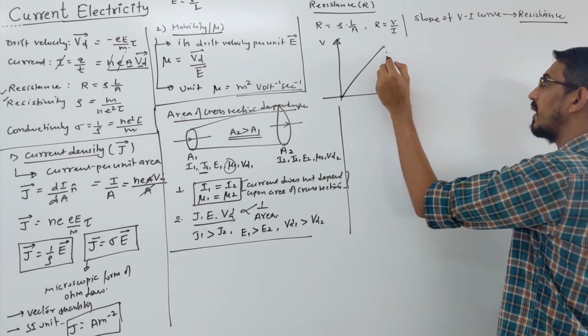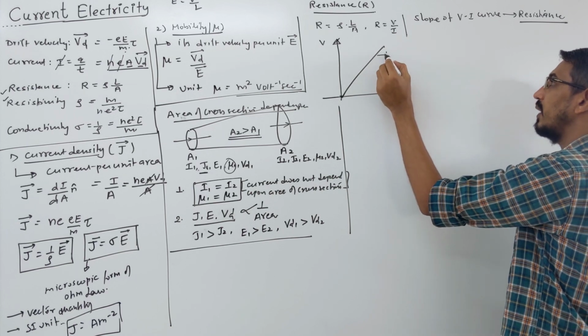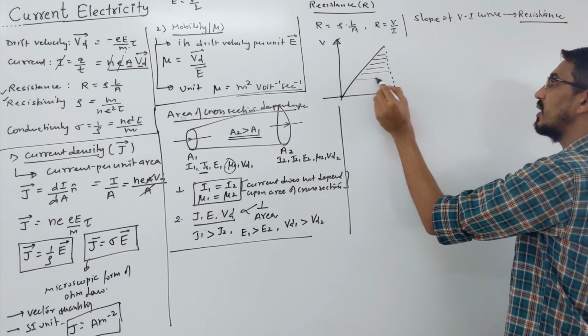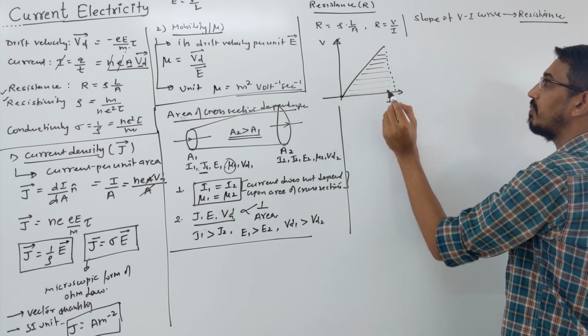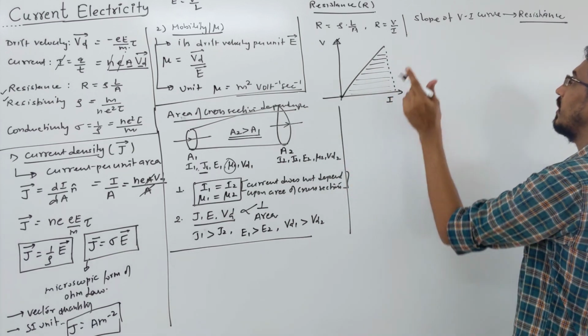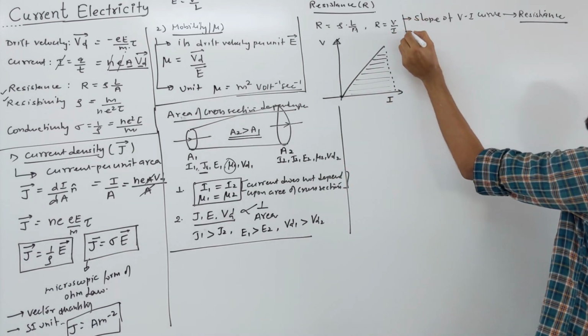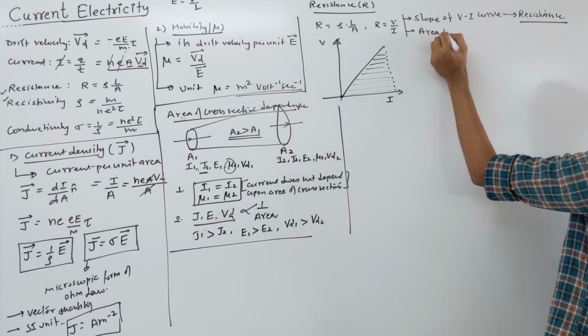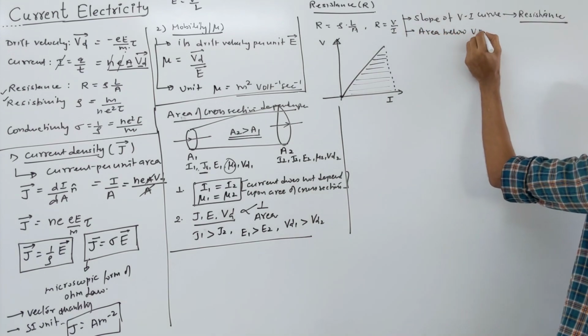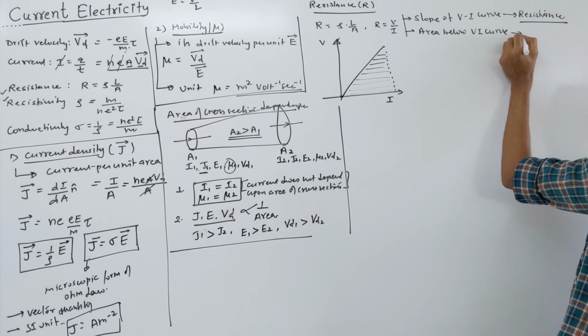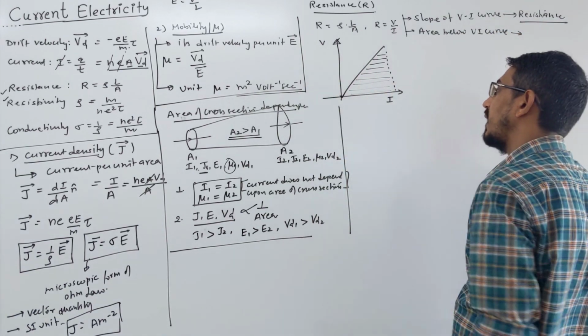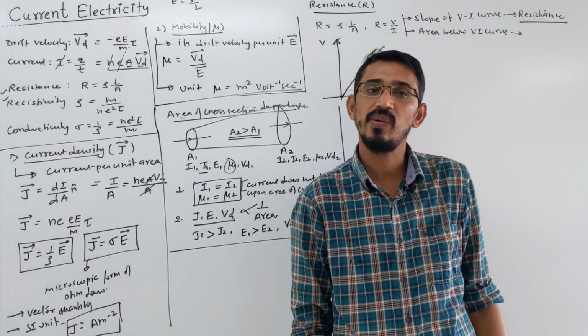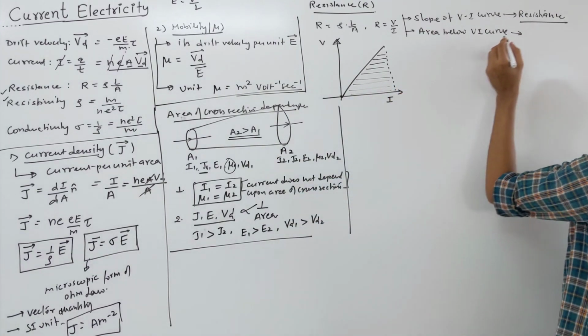What if you calculate the area below this curve? Area below a VI curve. This point will mainly come a little later when we learn about power, but still I am telling you. One point is the slope. The other point is the area below the VI curve. Area means multiplication of these two things, V into I, voltage into current, that's called power. So this gives power consumed.